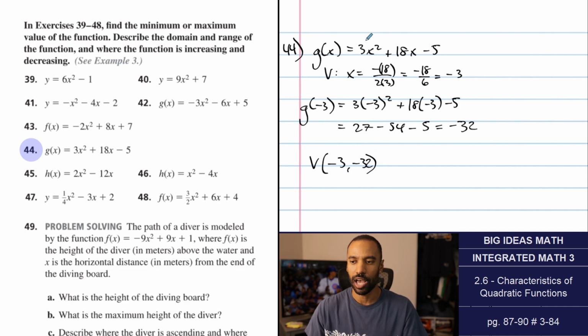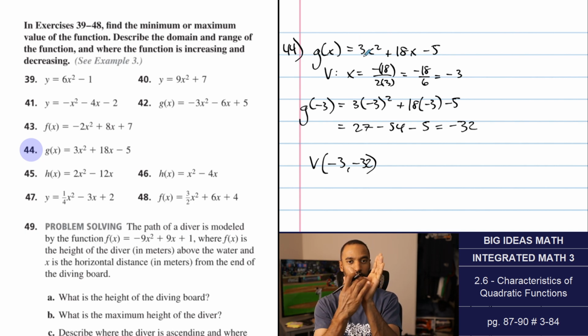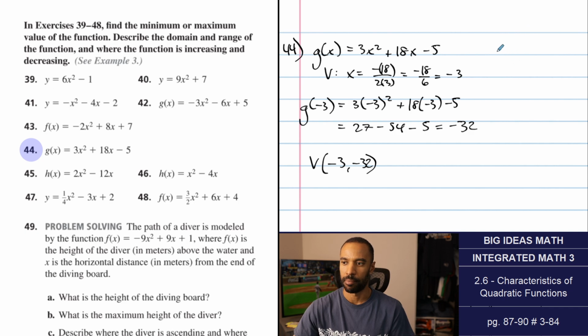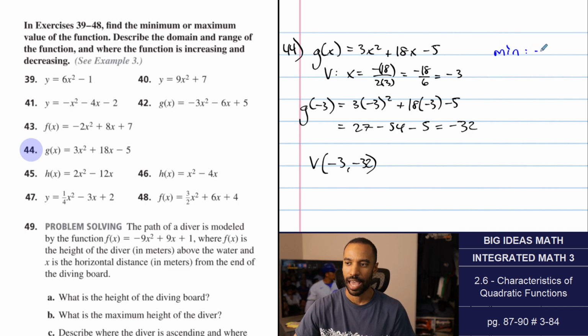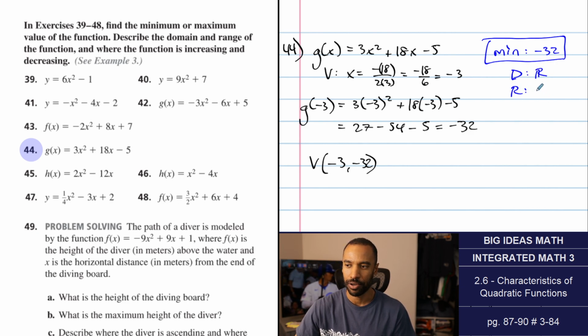The graph faces upward from there. I'm not going to draw a visual. It's an upward facing graph with the bottom at negative 32. That is a minimum. We have a minimum at negative 32. Domain is all real numbers. The range, we go everything higher than negative 32. Y is greater than or equal to negative 32 there.